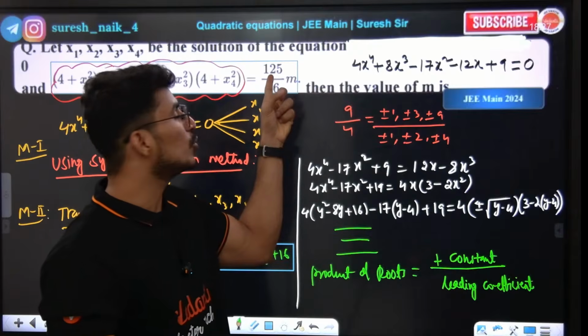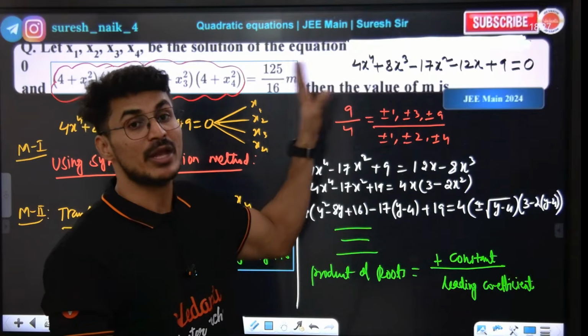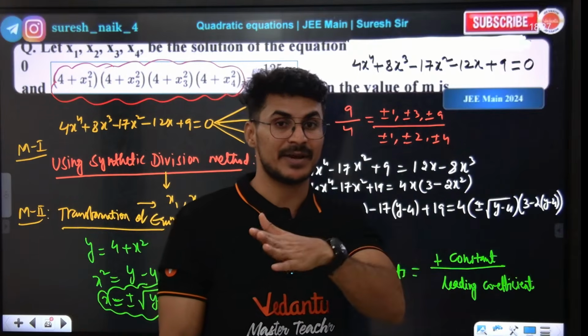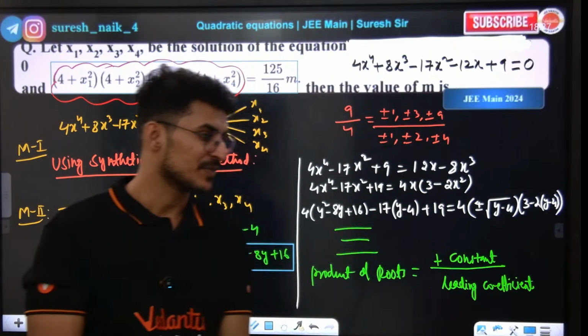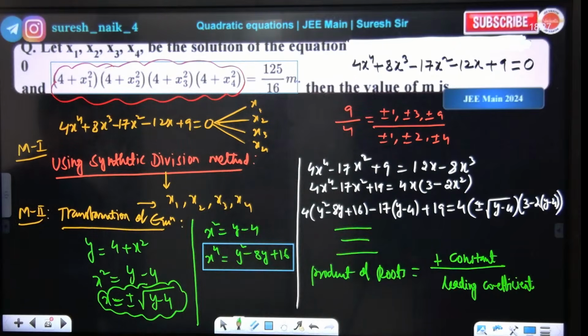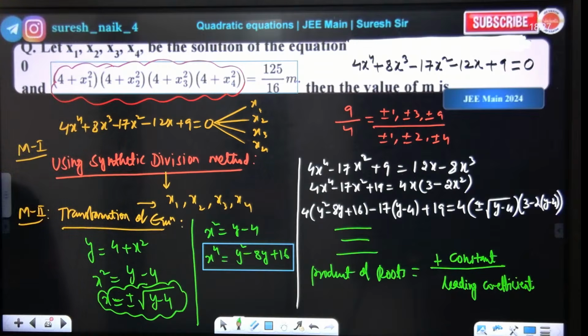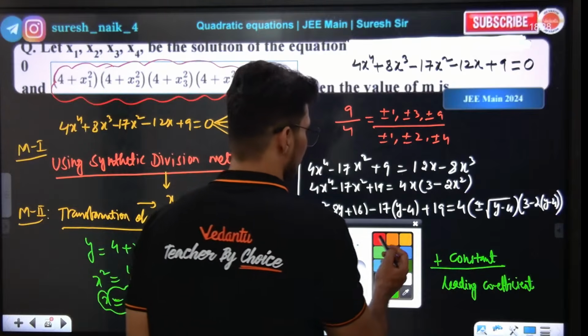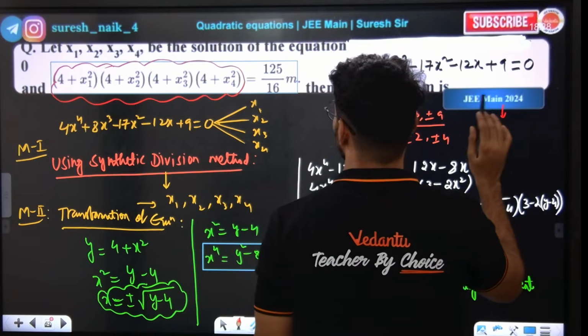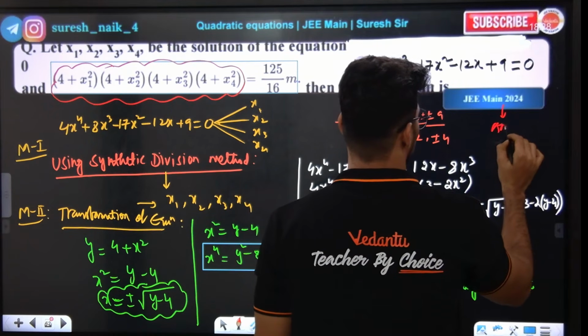This is equal to 125 by 16 into m. Compare, cancel, and solve for the m value. Understood? Yes or no? Great. This is method 2. You need to do this on your own again. Sir, what will the answer be? If you want, I will give you the answer. The m value will be basically 221. The answer is 221. You try it. If you don't get it, text me in the Telegram and I'll help you.